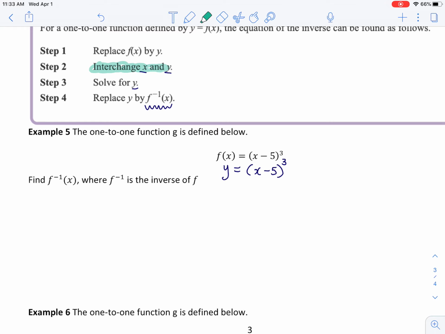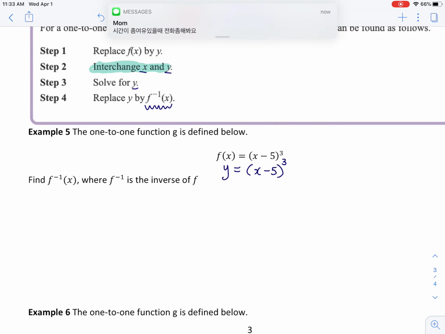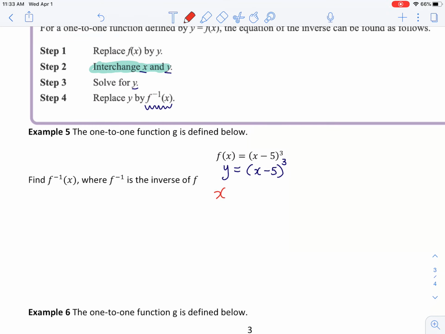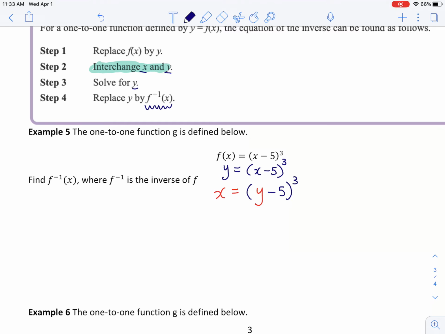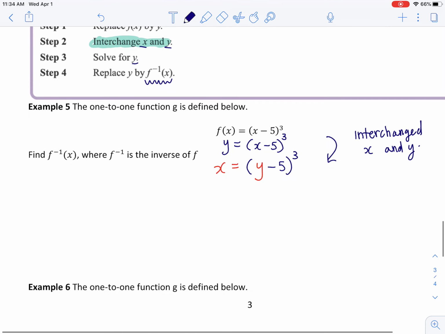Now, what's step number 2? That's going to be the most important thing. You need to interchange x and y. So switch x and y. So take a look. Where you have y, change the y to x. Change the x to y. And then copy down everything else exactly the same. Notice what I just did? Interchanged x and y. That's what I just did.